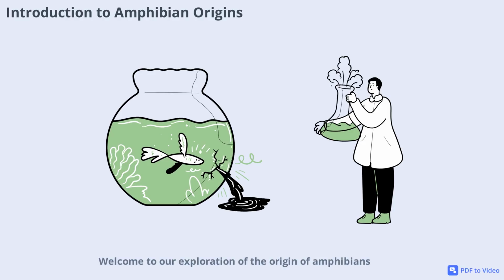Welcome to our exploration of the origin of amphibians, a fascinating journey that bridges the worlds of water and land. Amphibians represent a pivotal group in the evolutionary history of vertebrates, marking the transition from aquatic to terrestrial life. In this video, we'll unravel how these remarkable creatures evolved, the challenges they overcame, and the key adaptations that allowed them to thrive in both environments.